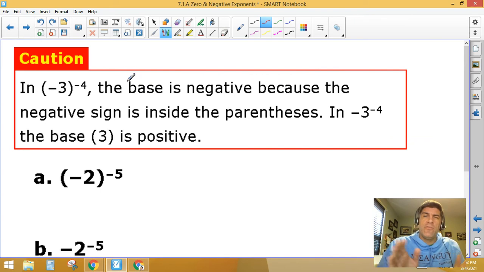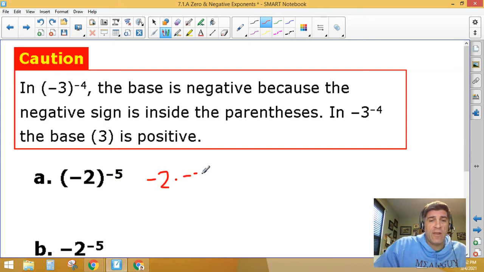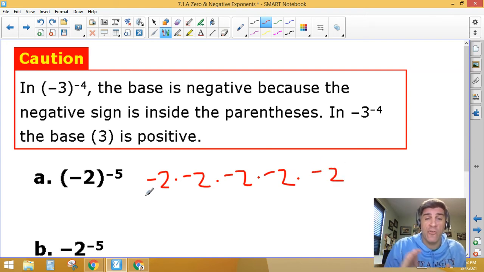Now, this is a minor detail, well, a major detail, but you have to be cautious of negative signs. Negative 2 to the 5th inside parentheses means I'm doing negative 2 times negative 2 times negative 2 times negative 2 times negative 2. Yeah, I know that was a lot, but that's what it means, because an exponent can only attach itself to one thing.